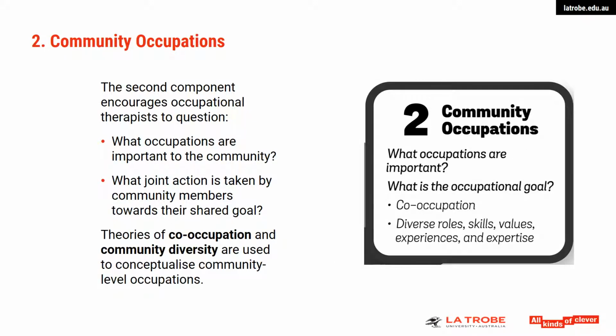The second component encourages occupational therapists to question what occupations are important to the community and what joint action is taken by community members towards their shared occupational goals. So you should consider what occupations are performed by the community, how the community participates in occupations together, and how different community members contribute to the occupations that are performed.